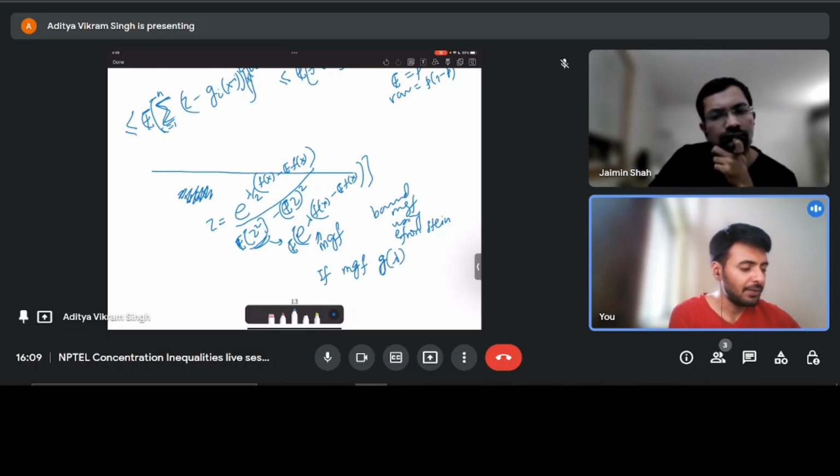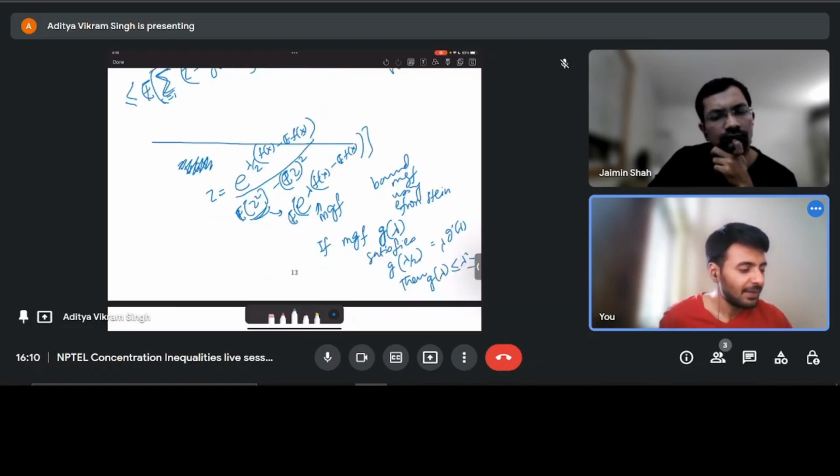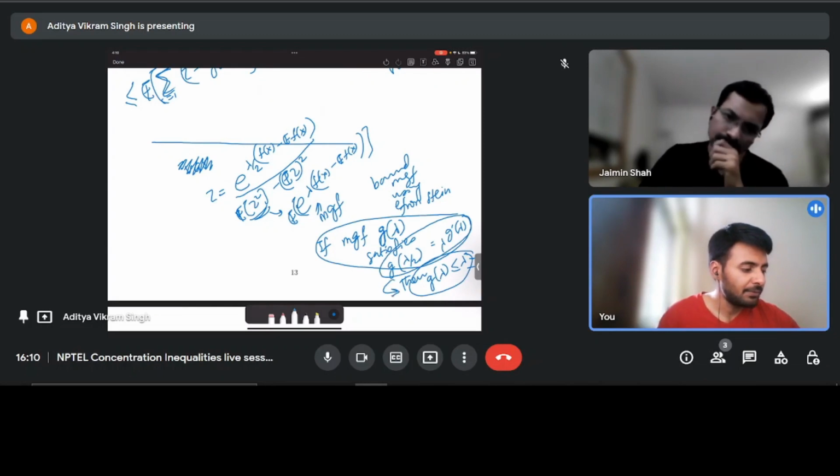If g of lambda satisfies some expression, something like g of lambda by 2 being related to g dash of lambda, some functional equation, then you can bound g of lambda by something times lambda squared. Basically, if your g of lambda satisfies this, then you can show that your MGF would be bounded.